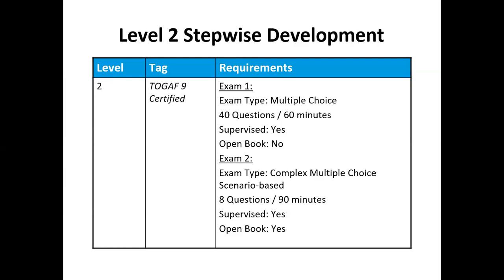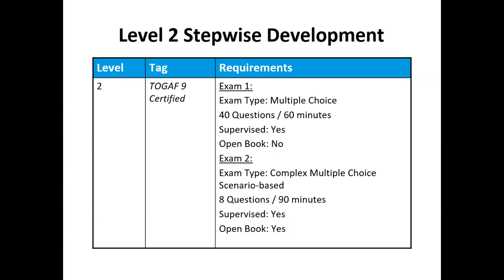Second one, level 2 exam. 8 different scenarios will be given to you, and the paper will be for 90 minutes. Every scenario will have a question below it. Every question will have 4 answers. 3 answers will be correct, 1 answer will be wrong. So you are supposed to choose the best answer.